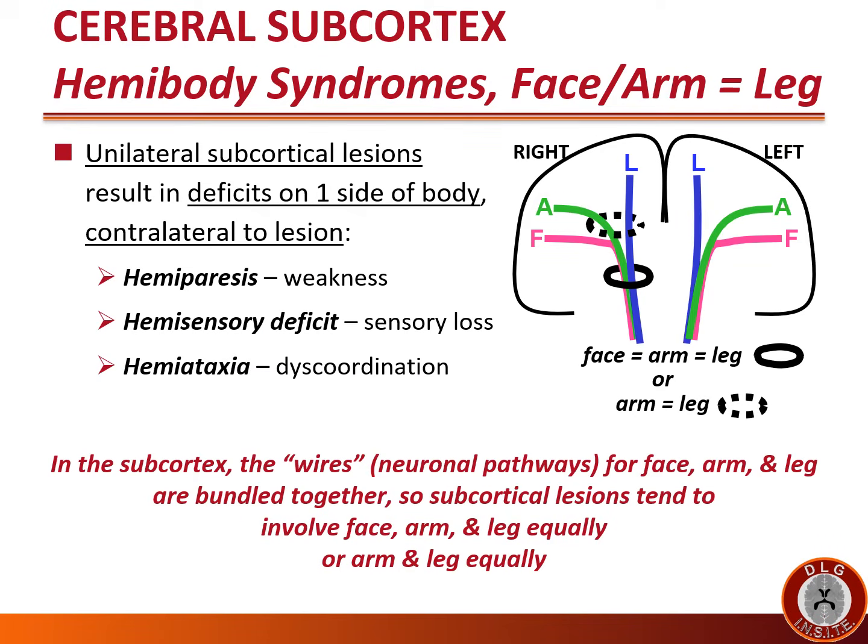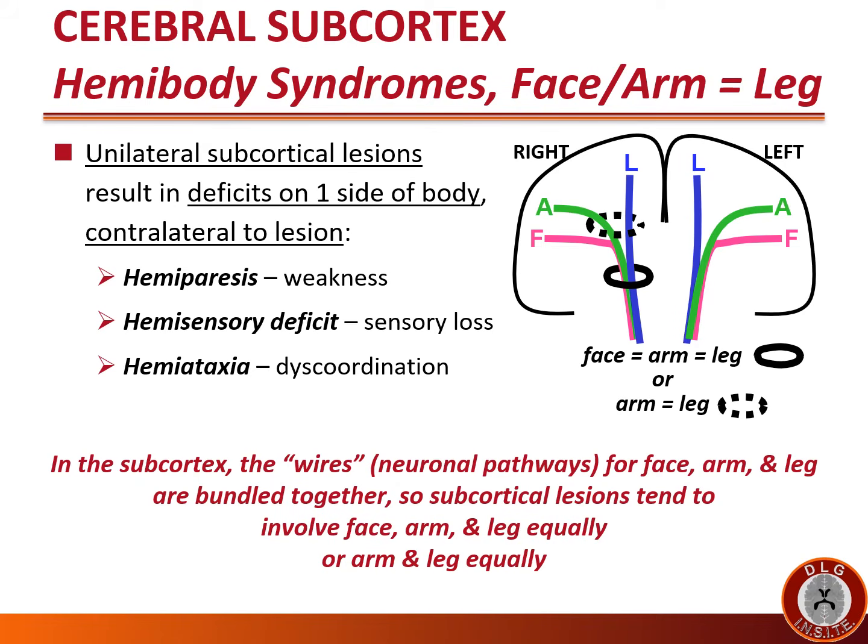Unilateral lesions in the cerebral subcortex usually result in deficits on one side of the body contralateral to the lesion, involving the face, arm, and leg, or the arm and leg. When the lesion involves corticospinal tract dysfunction, there is a hemiparesis, or weakness, on the opposite side. When it involves sensory fibers, sensory tracts, you have a hemisensory deficit, sensory loss on the other side. And when it involves cerebellar tracts, you have hemiataxia, or discoordination, on the other side.